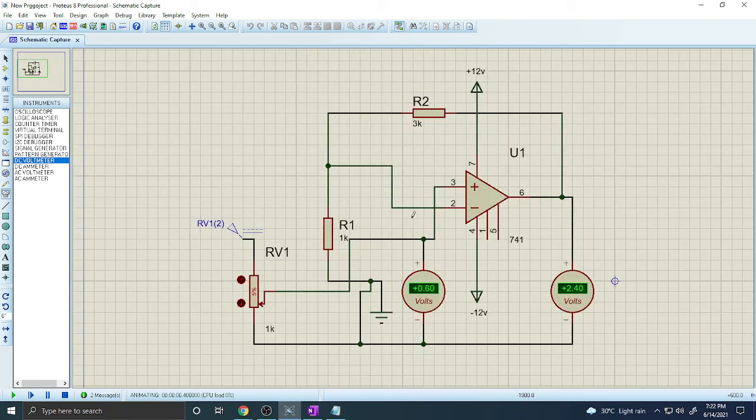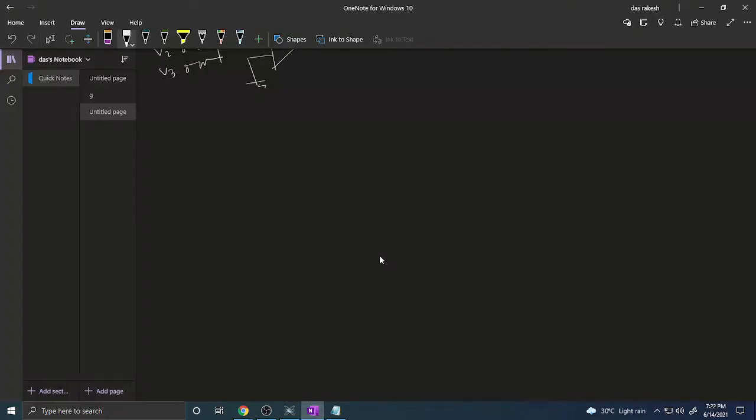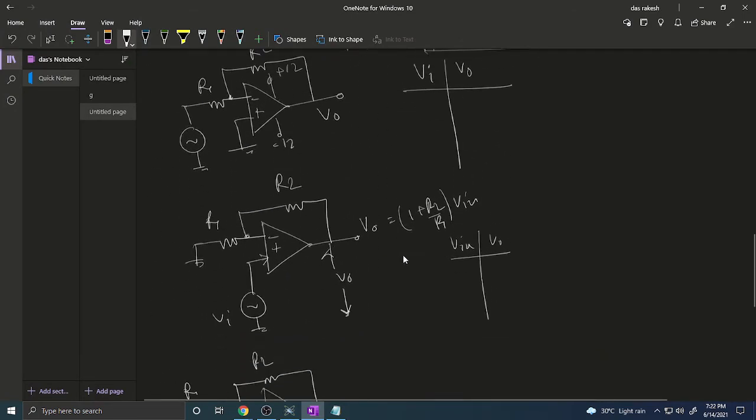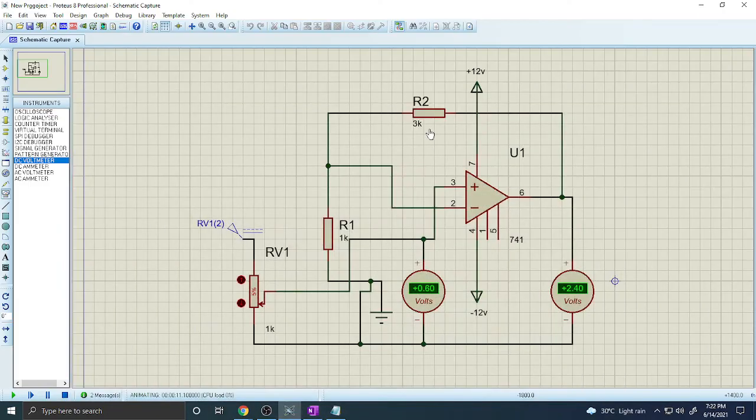Why? Because the gain equals 1 plus 3, and for a non-inverting amplifier the gain is 1 plus R2 by R1. So here R2 equals 3K and R1 is 1K, therefore 1 plus 3, that is 4 times 0.6, that is 2.4. Now if we increase this voltage to 0.7, then 2.88, now increase this voltage, 8.84.